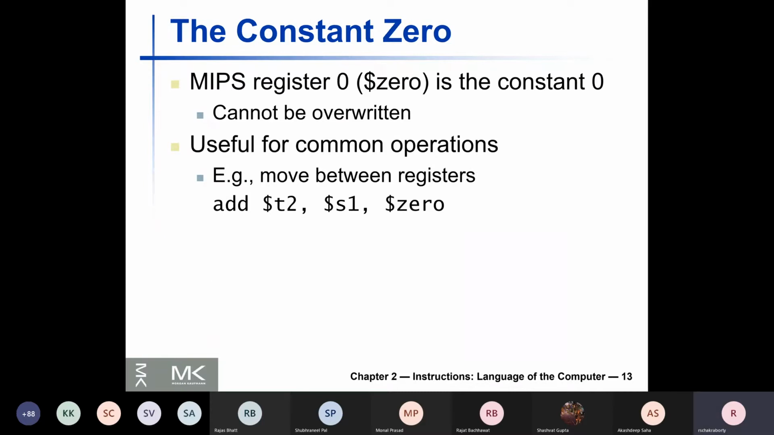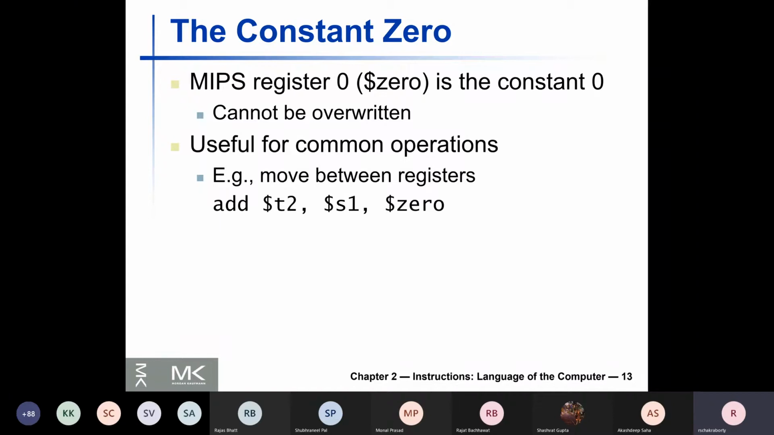Now this $0 register, MIPS register number 0, is hard coded to the constant 0. It cannot be overwritten, so it cannot be the destination of some code that you write.